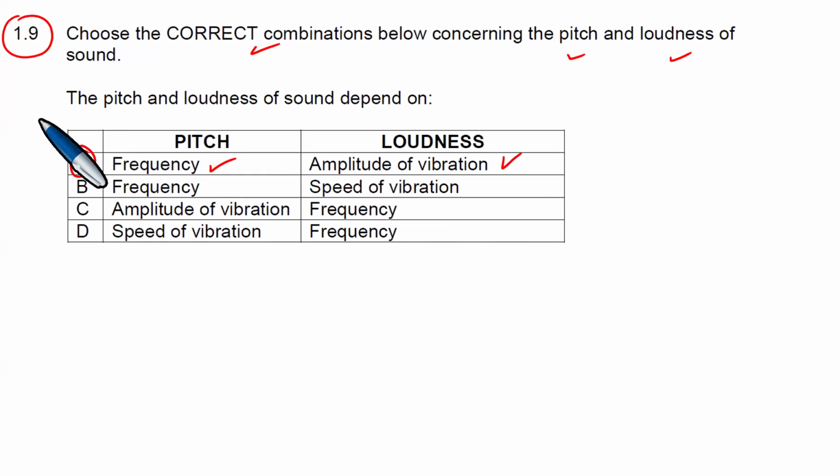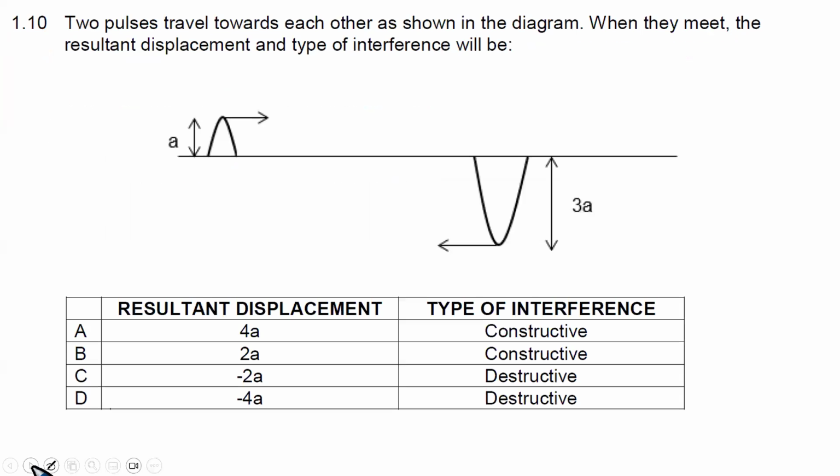So we continue. Next question. Two pulses travel towards each other as shown in the diagram. There's a pulse that is traveling towards the right, and this one is traveling towards the left. When they meet, the resultant displacement and type of interference will be what? Because this one has amplitude A, but this one has a different amplitude.